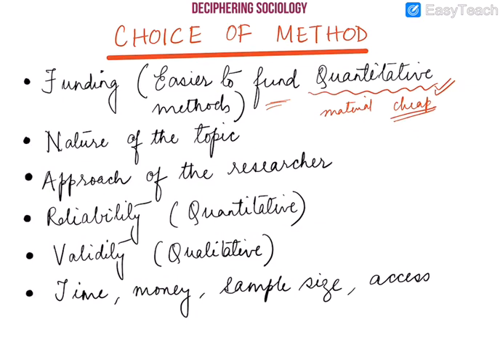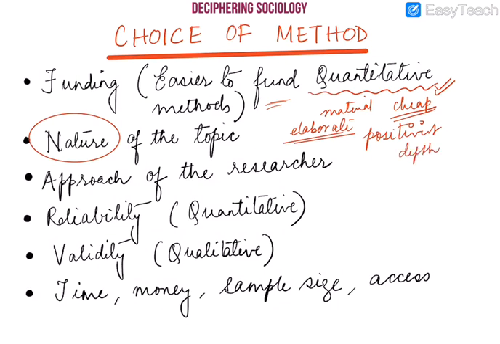The next comes the nature of the topic. This will decide what method will be used to conduct the research. For example, if in the topic answers are not to be that much elaborate, then a person can go for a positivist method. But if the researcher wants to know in depth what is the emotion of the person under study or person who is under observation, then if he requires a descriptive sort of answer, then he or she will have to go for interpretive approach.